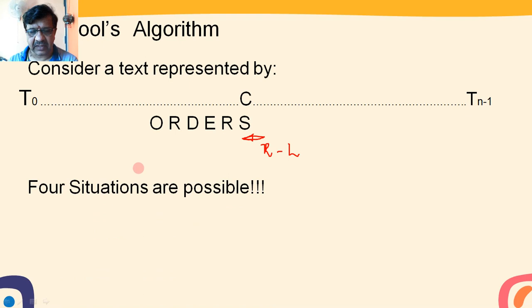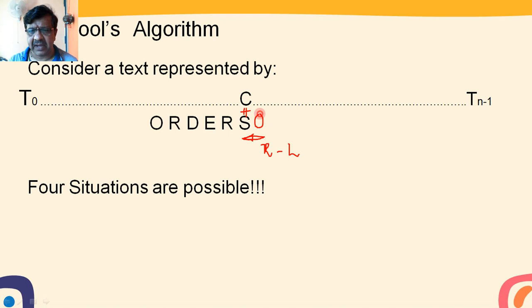In case one, this is the thing which happens. The last character of the pattern is not matching with the character of the text, and also there are no other C's in the m minus 1 characters of the pattern. I repeat, when the pattern is just aligned with respect to the text in any of the iterations, the last character, that is S over here, is not matching with the character C in the text. This is the text string. And there is no existence of C in the other m minus 1 characters of the pattern. In this case, the shift will be equal to the size of the pattern. That means the ORDERS will be shifted, and it has to be compared over here.